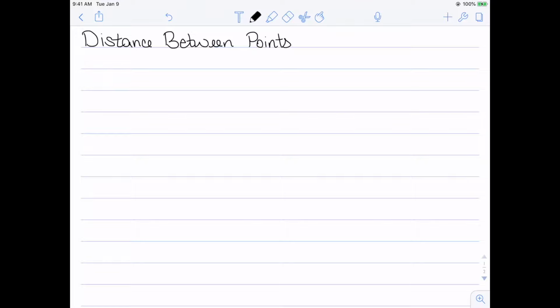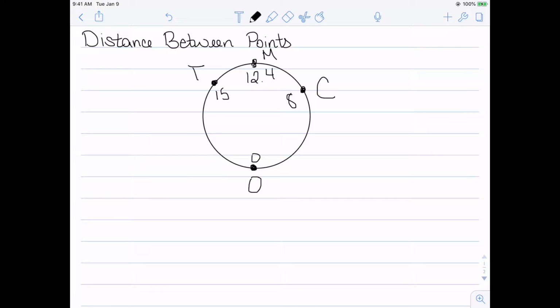Now that we have this idea of giving coordinates to arrays, let's start to actually look at the distance between points. So let's say I have this circle. I have 4 points, O, C, M, and T, and they have these coordinates 0, 8, 12, and 15, where this is essentially if I start at the point O and I move around counterclockwise, how many miles I need to go.